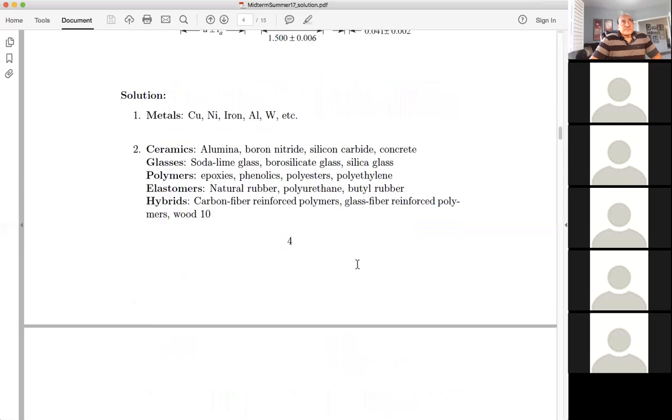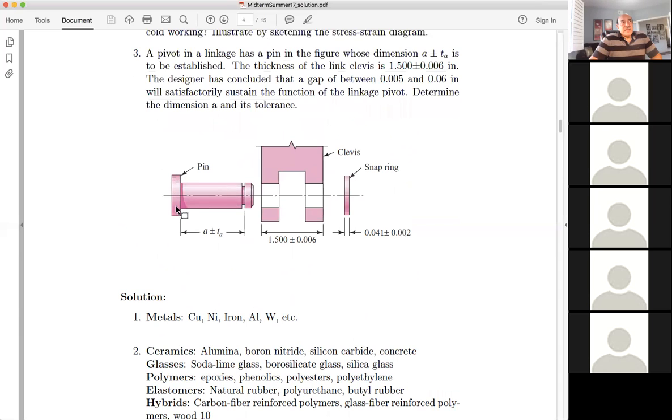Then the next one is a pin that is to be inserted in a clevis, and we have a snap ring to go on the pin. If you look at the pin here, it has a size that is unknown, and the allowance and the precision are also to be established, right? So the tolerance. So here we have the clevis. It has an average size and a tolerance. The snap ring has an average size and a tolerance.